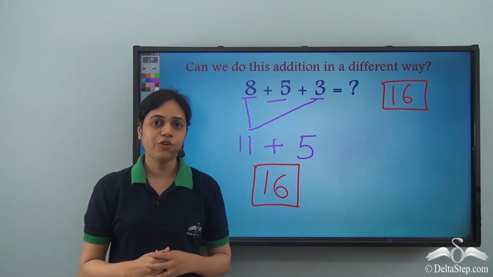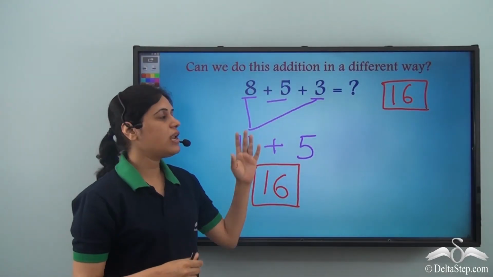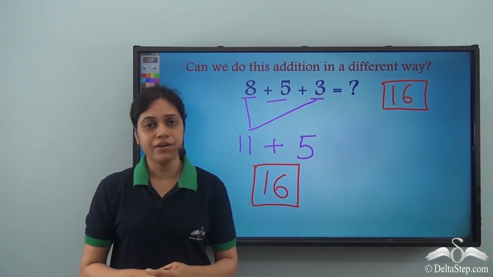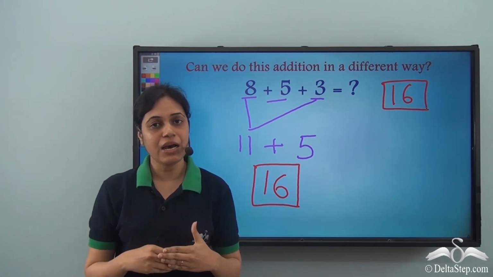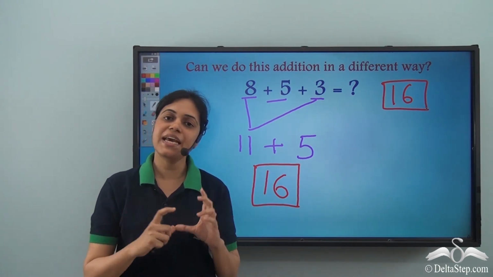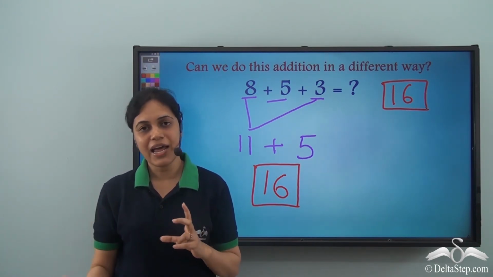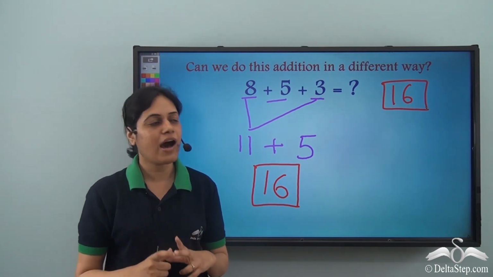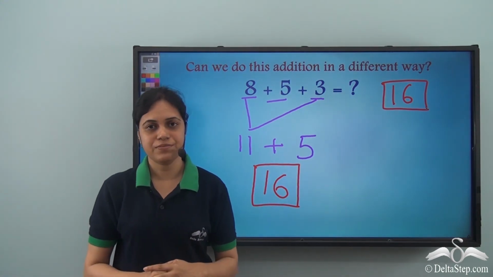So this is how you can add three numbers. We have solved for small numbers here. You can add any number, even bigger numbers, using this method. So whenever you have three numbers which are to be added, take any two numbers, add them and then add the third number to their sum to get the final answer. So this is how you can add three numbers.